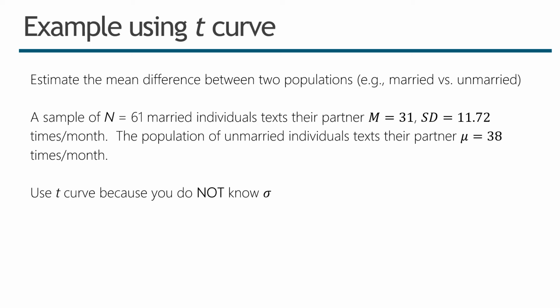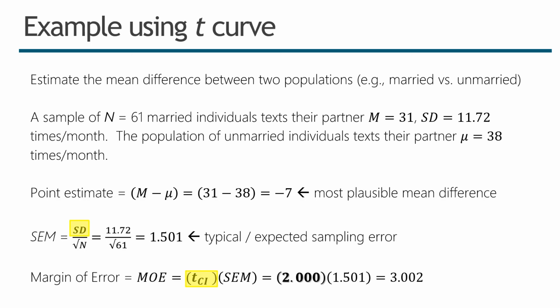The population of unmarried individuals sent their partner, on average, 38 text messages. Most of the computational procedures are the same as in the previous example. You compute the point estimate the same way, the sample mean minus the population mean. There are a couple differences when it comes to computing the margin of error.